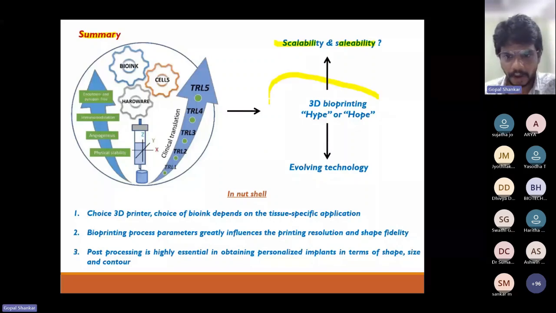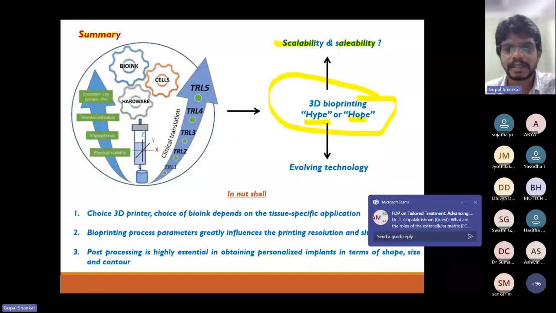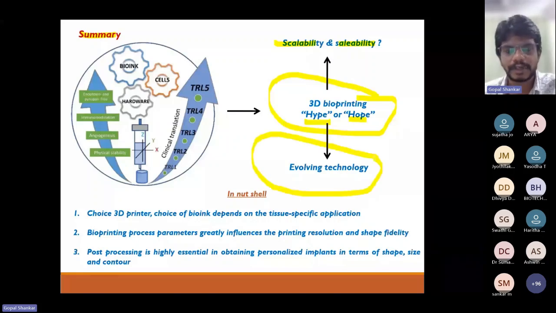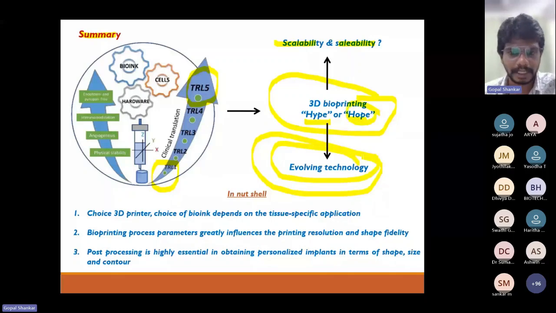And obviously, there is a hope as well as a hype in 3D bioprinting. So the question is whether 3D printing is a hype or a hope. I believe it is a hope. It is going to transform. It is basically an evolving technology. Though we started in 1984, now we are in 2025. A lot of things have happened. Initially we were at TRL 1. Now we have products at TRL 5. So we are able to develop products in the labs that can go directly to human applications. So definitely it is a hope. Way to go. More evolving technologies and concepts are yet to come.